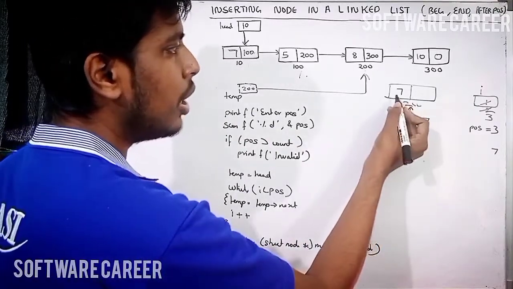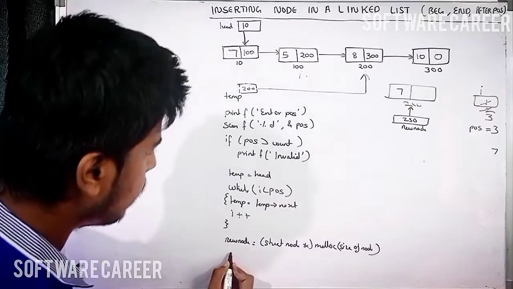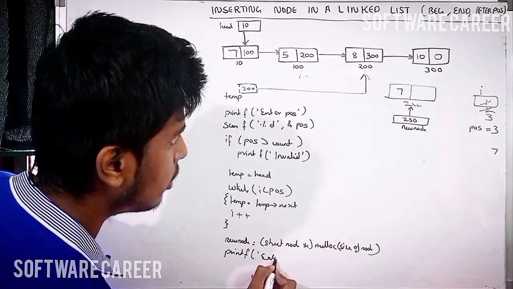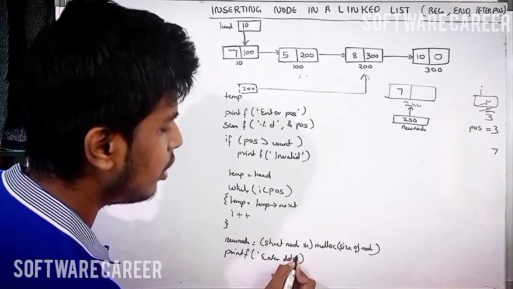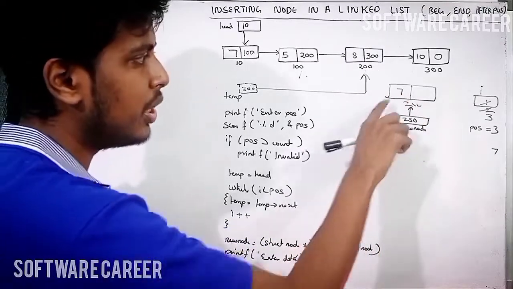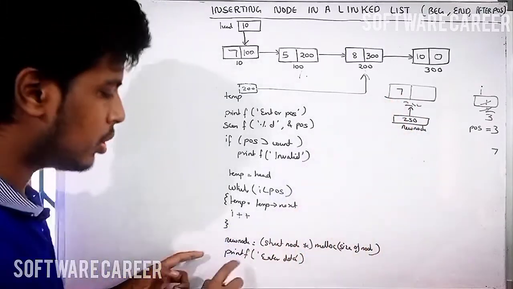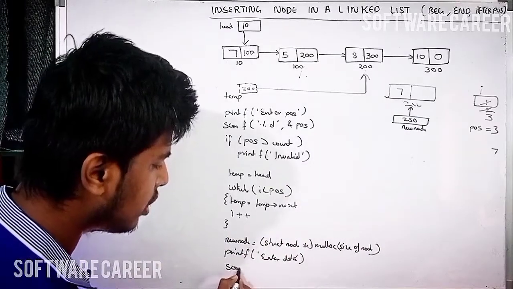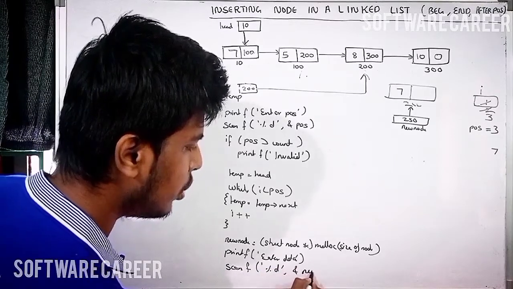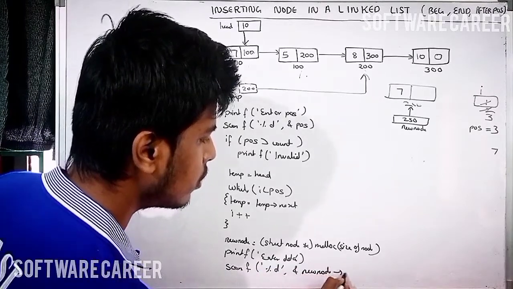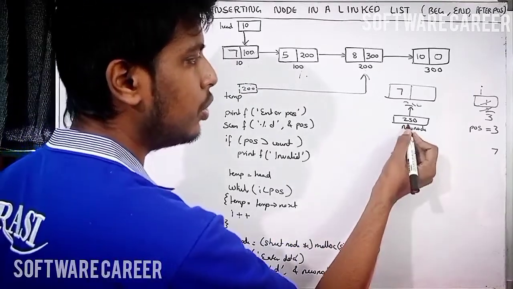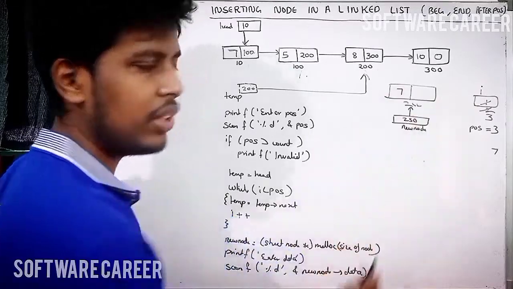Now I should ask the user to enter data. So I am writing here printf("enter data"). Now if the user enters 7, it means 7 should be stored in the data part. How can you access data? By newnode->data. So I should store it here by using the scanf function: scanf("%d", &newnode->data). Now 7 is the new node's data; new node is 250, and 250's data is here, where 7 gets stored.